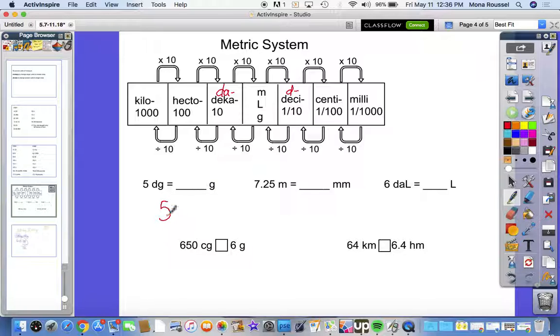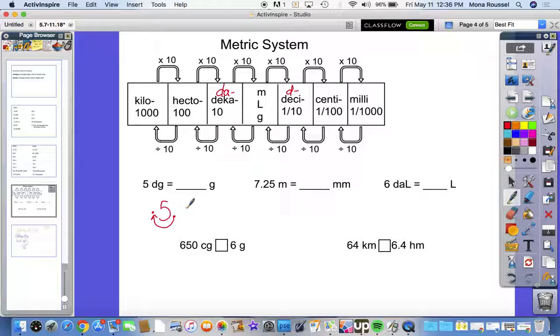We're starting with 5 decigrams. So if we start in the decigrams box, to get from decigrams to grams, starting here, we would move left 1 time. So we're going to move the decimal in 5 to the left 1 time.